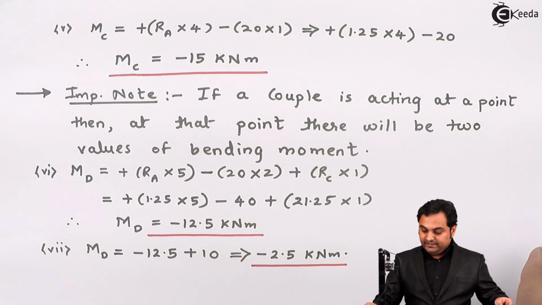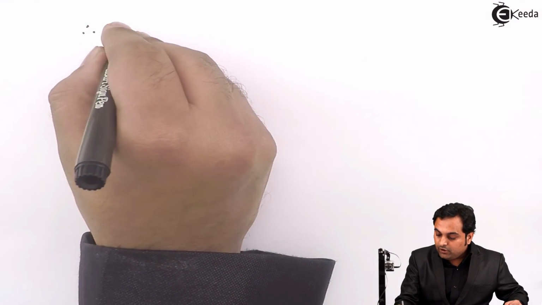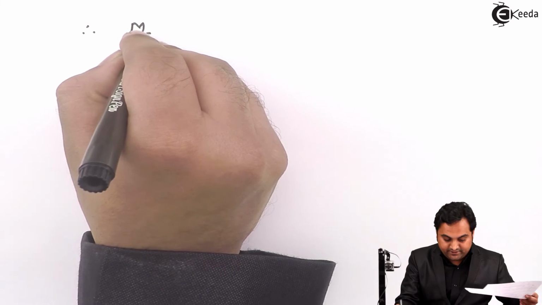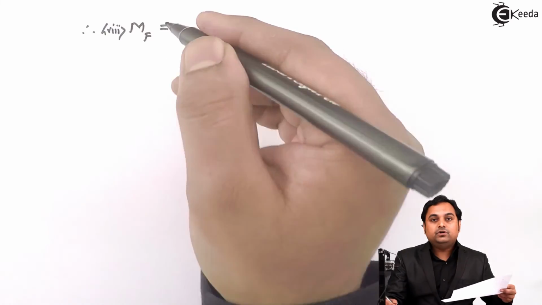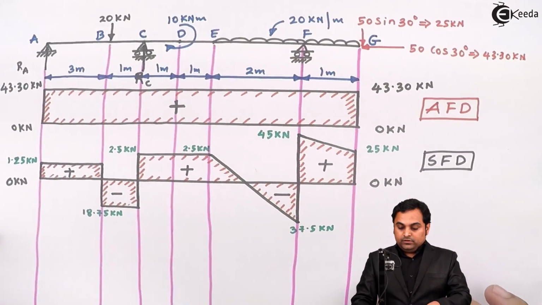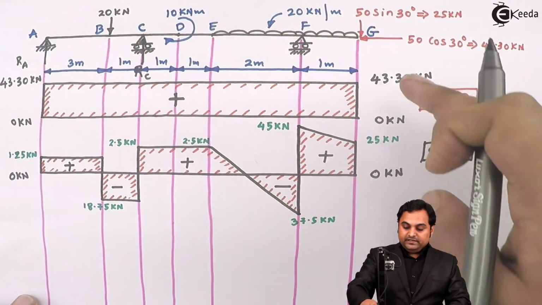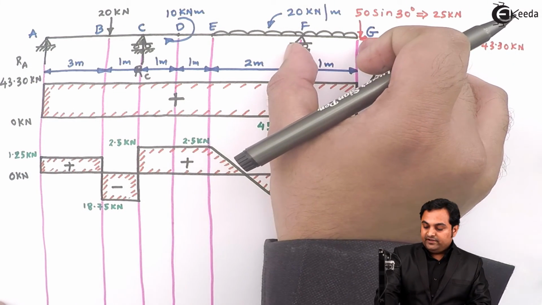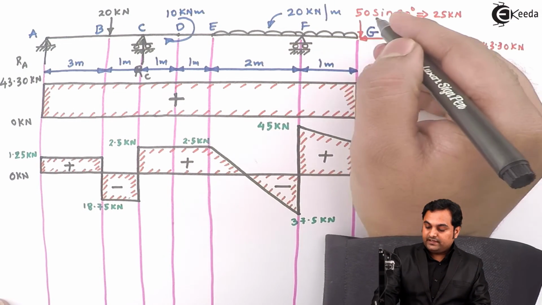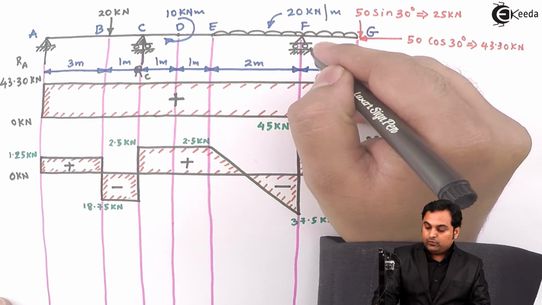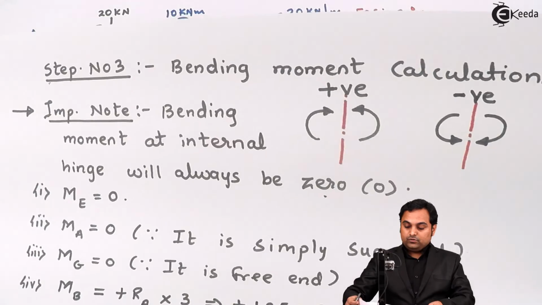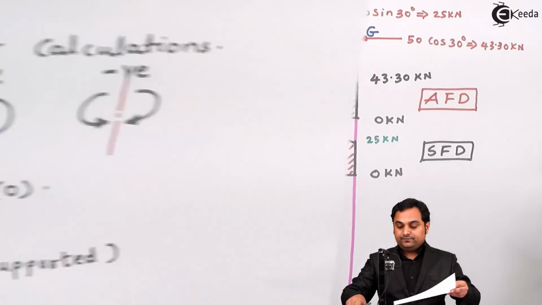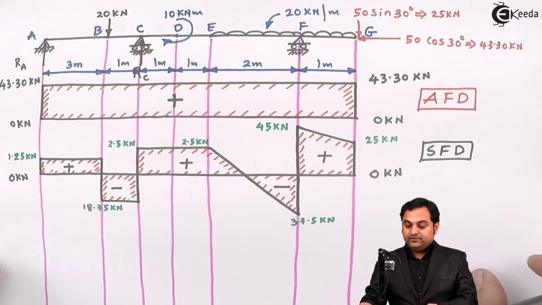Next, only moment at F is left. So therefore, moment at point F will be equal to, this can be solved by taking this right hand side portion, only F to G. So 50 sine 30 is producing clockwise moment on right hand side. Clockwise moment on right hand side is negative. So minus 50 sine 30 into 1.